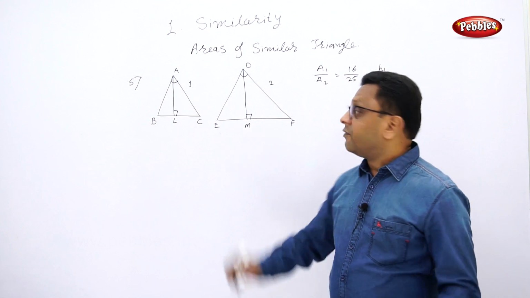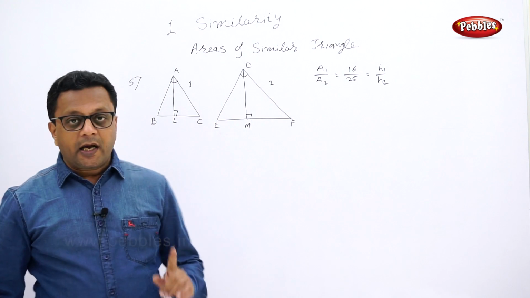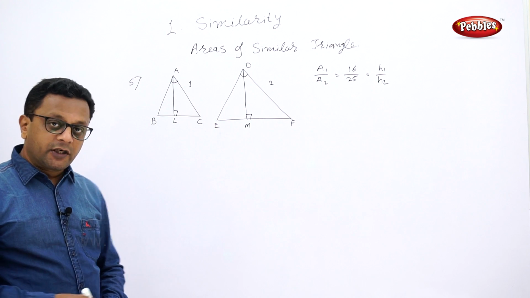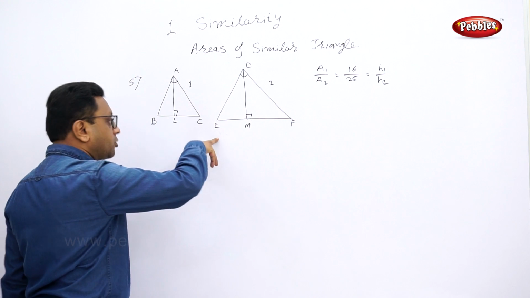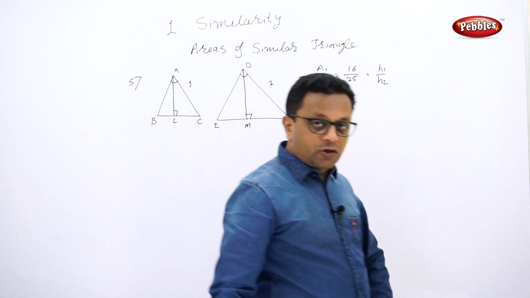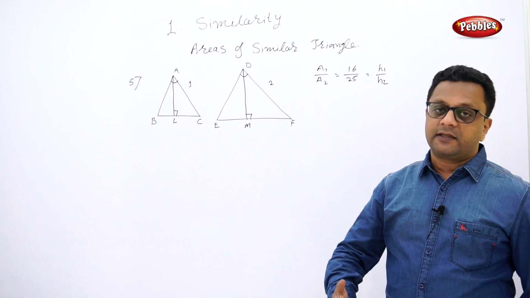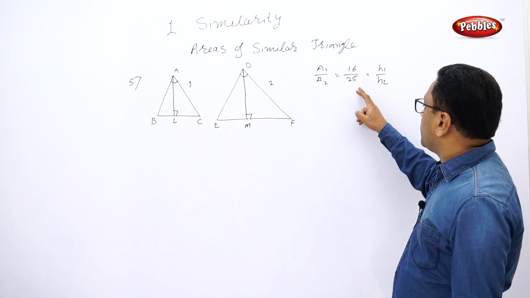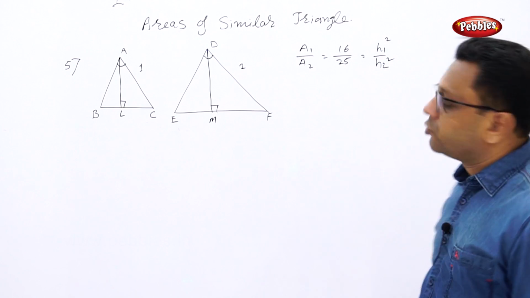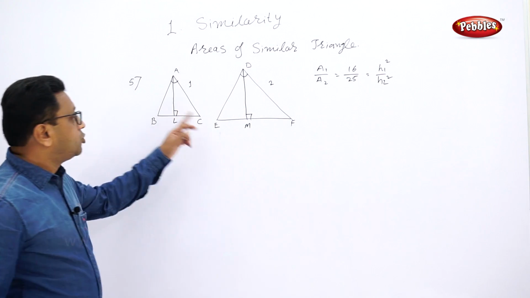But that holds when these two triangles are similar triangles. Till now they have not stated that these two triangles are similar triangles. What they have stated is only that these two are isosceles triangles where angle A and angle D are equal. So first of all, let us prove that these two are similar triangles, and then we can say by the property 16 upon 25 is equal to h1 upon h2. Okay? Sorry, this is h1 square upon h2 square. So let us first try to prove that these two are similar triangles.